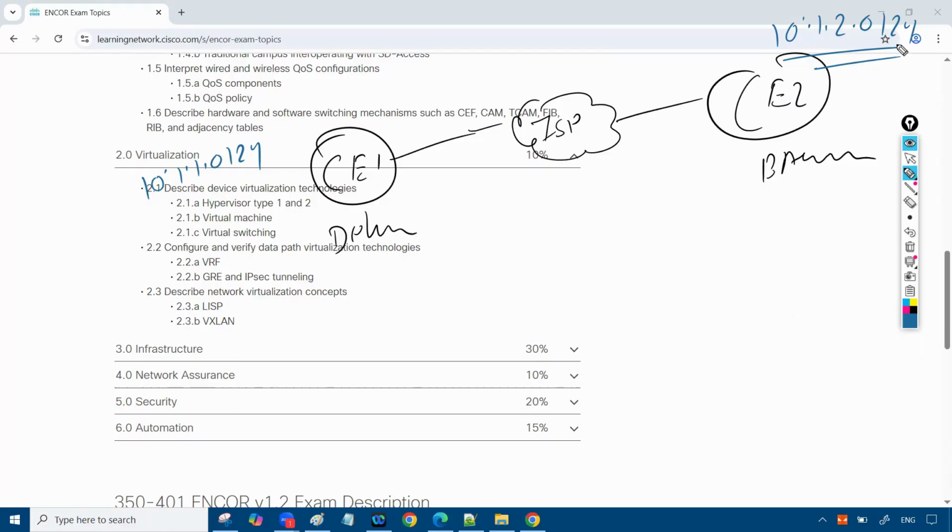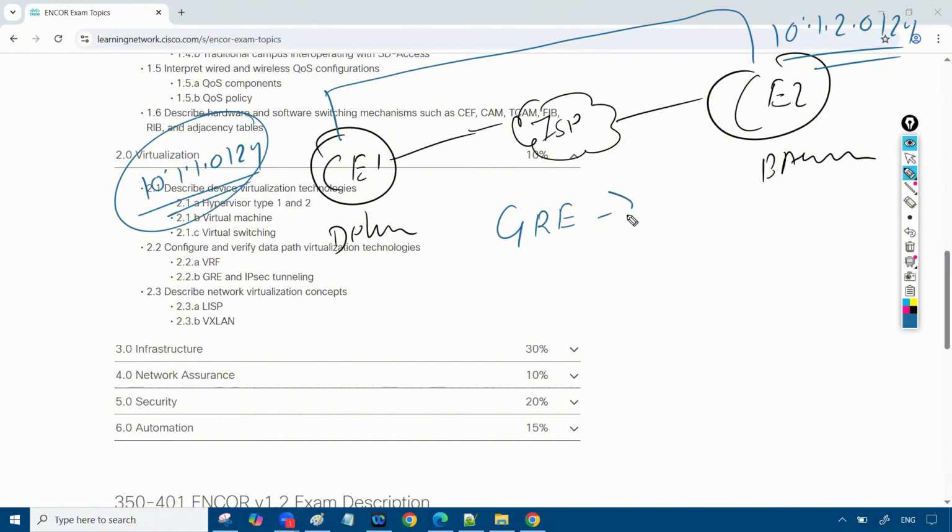If you want to route these private networks, you need to create a VPN tunnel, because these private networks are not routable over the internet, right? So we can create a GRE tunnel between CE1 and CE2, and we can route these routes over the tunnel. Now, this GRE tunnel is a purely clear text VPN. It means that whatever data you send over this VPN tunnel is not secure. So if you want security, then you need to bring in IPsec.